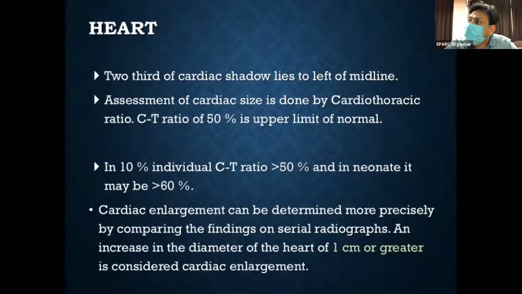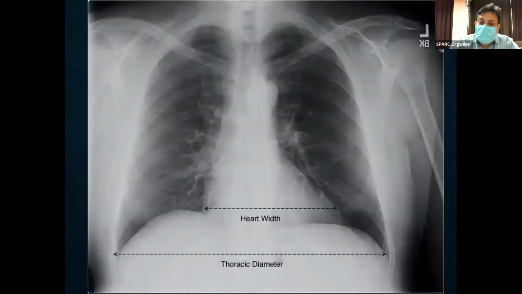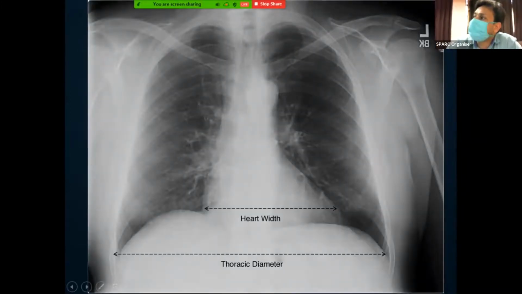In the heart, there are two things we see. The first thing is the size of the heart, and another thing is the morphology of the heart. That is also important. So in the heart, we see the size. Normally, a heart should be less than 50% of the internal thoracic diameter. There are some exceptions like in neonates and athletes. And in serial films, especially in ICU patients, if on serial radiography there is an increase in the diameter of the heart by more than 1 centimeter, that can also be considered as a cardiac enlargement. So this is how we see the diameter of the heart.